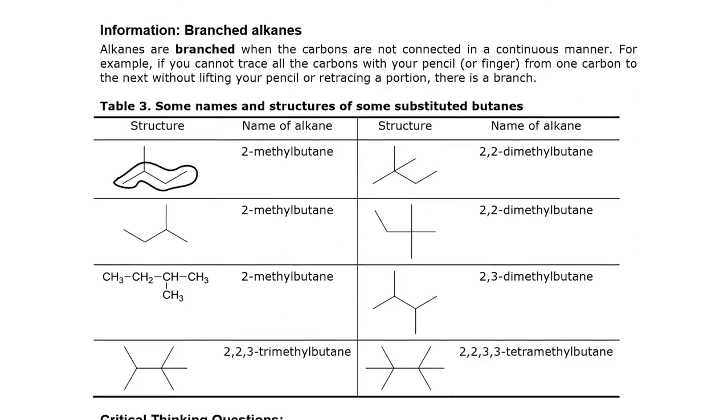All right, branched alkanes. Alkanes are branched when the carbons are not connected in a continuous manner. For example, if you cannot trace all the carbons with your pencil or finger or your stylus, from one carbon to the next, without lifting your pencil or retracing a portion, there's a branch. This is what makes it different than what we called in Model 1 the straight chain. The straight chain would better be described as unbranched. So this alkane, I can't trace the entire thing without backtracking, so it's branched.